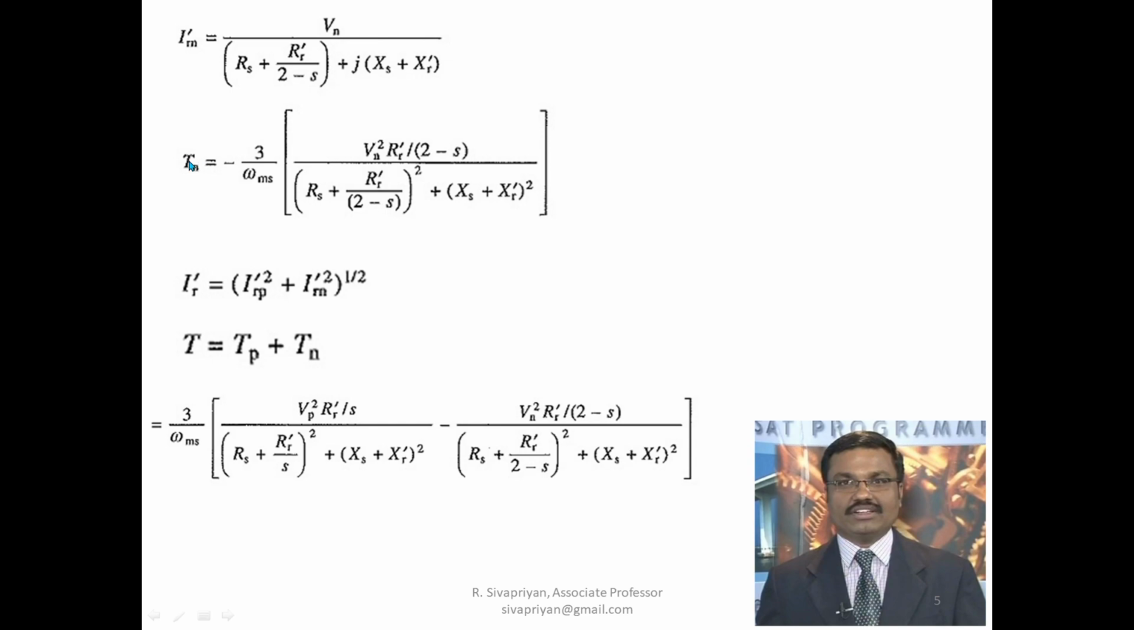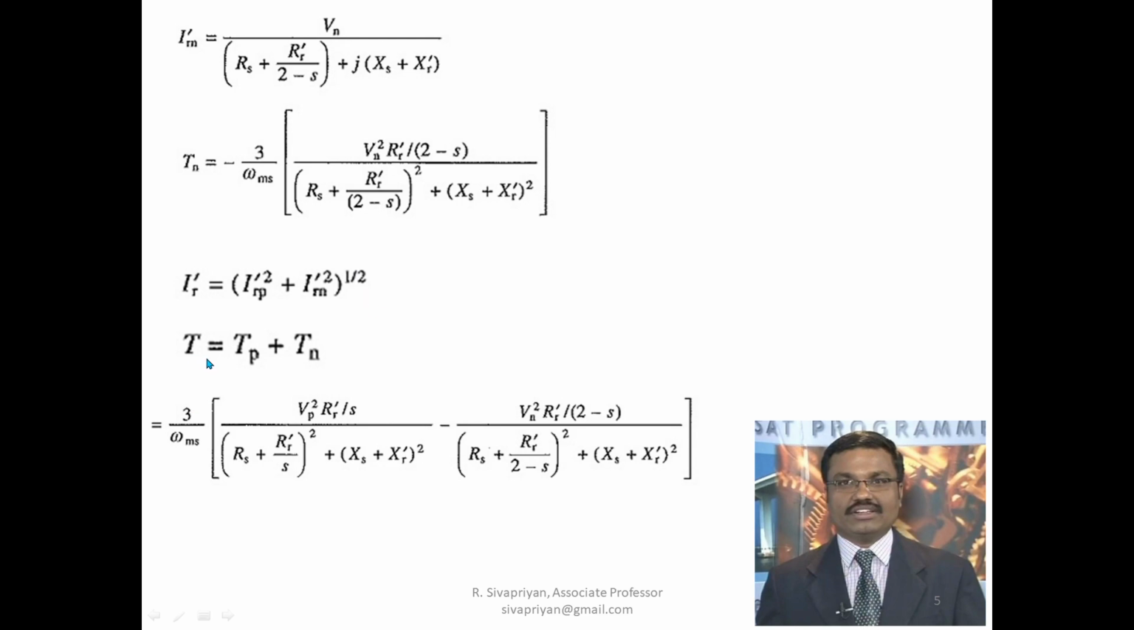Then Tn, the negative sequence torque created by the negative sequence, is minus 3 by omega ms, and the case is similar. Here RR dash by S should be replaced with RR dash by 2 minus S. So that is the negative sequence torque. Then what is the total current? IR dash is nothing but the root of positive sequence current square plus negative sequence current square, so I provided power of 1 by 2.